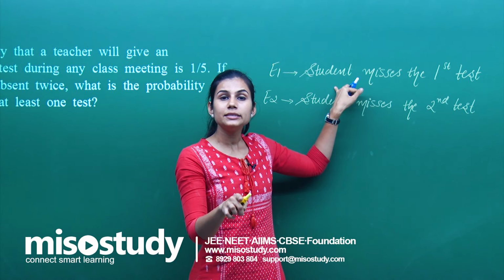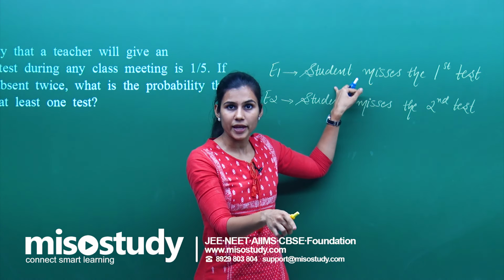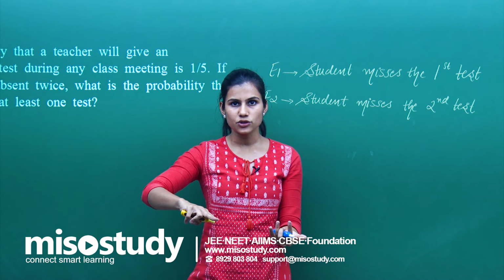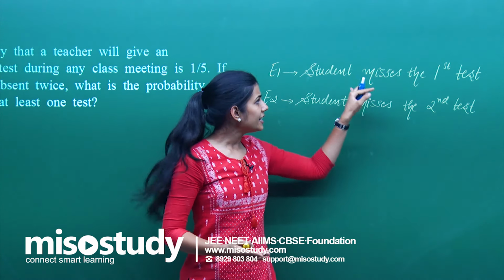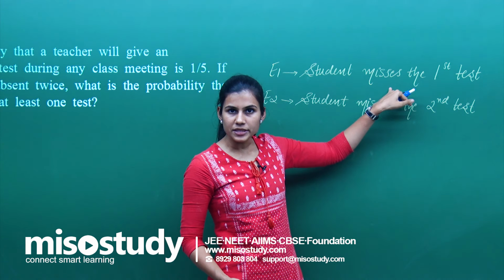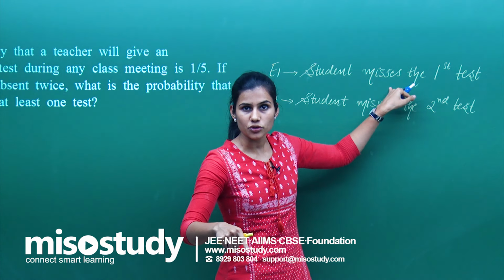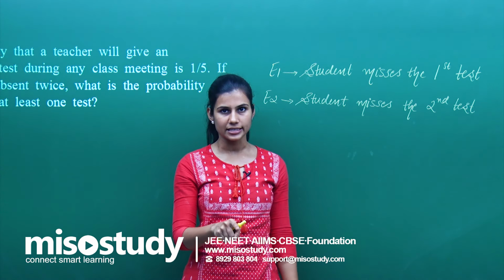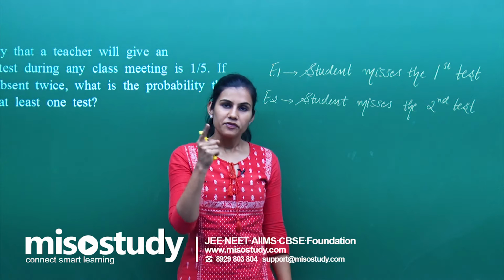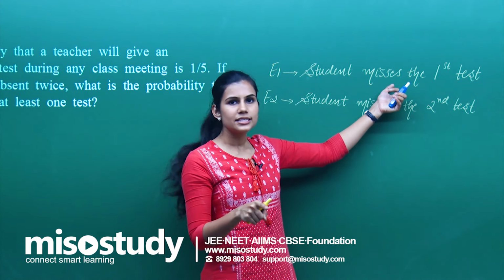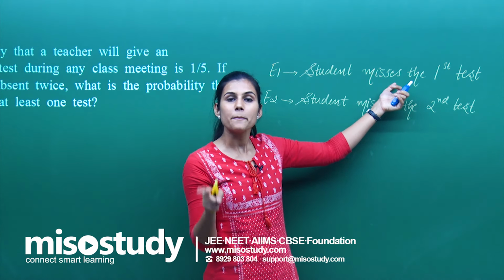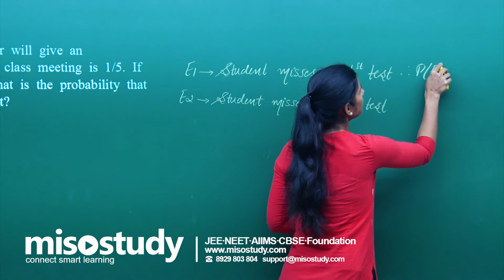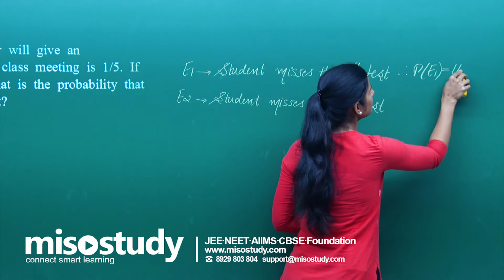Same is the probability that the student will miss the test on that day. Obviously, if he is absent on a certain day and the teacher is not taking a test on that day, how can he miss the test? He can miss a test on a particular day when he is absent only when the teacher decides to take the test on that day, and that holds probability 1 by 5 that she is going to take a test on a particular day. If that is 1 by 5, then that is the same probability of the student missing the first test. So, probability of happening of event E1 is 1 by 5.